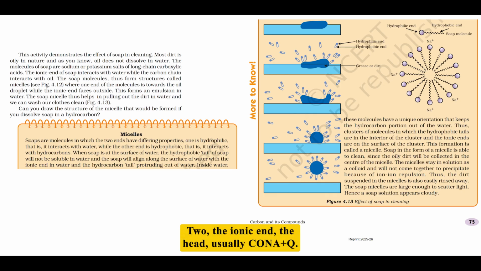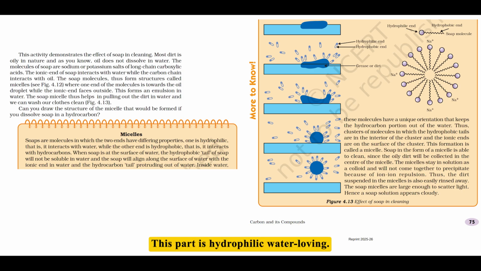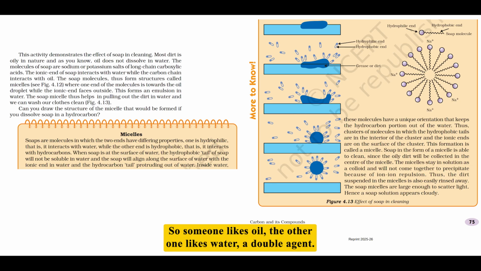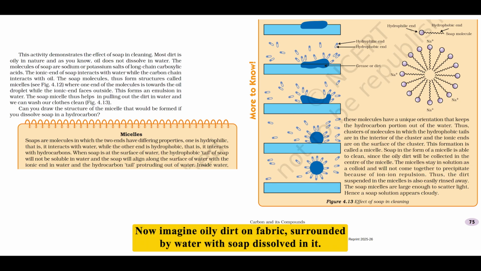Two, the ionic end, the head, usually COO⁻ Na⁺. This part is hydrophilic, water-loving. It readily interacts with water molecules. So someone likes oil, the other one likes water, a double agent. Kind of. Now imagine oily dirt on fabric, surrounded by water with soap dissolved in it.